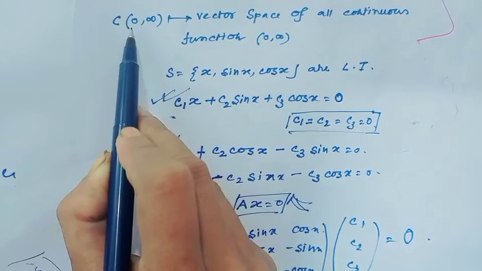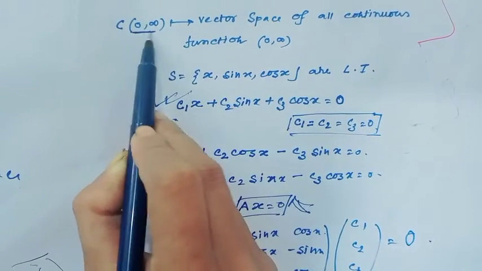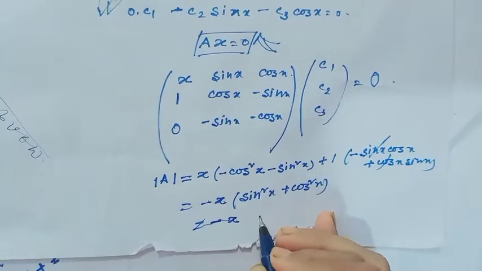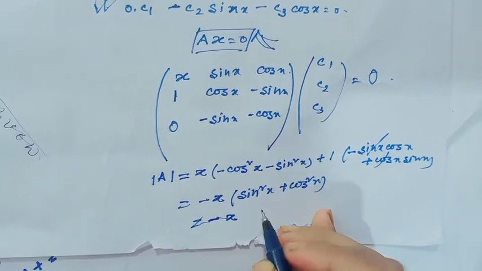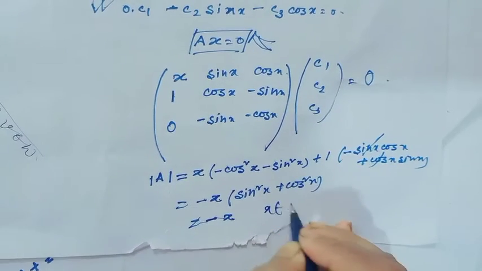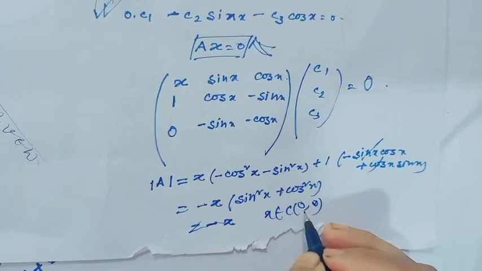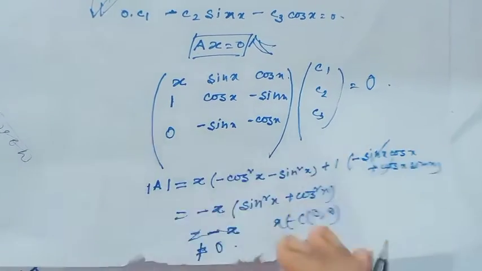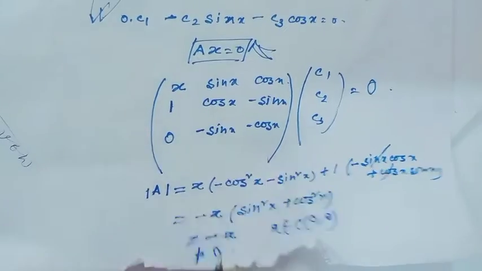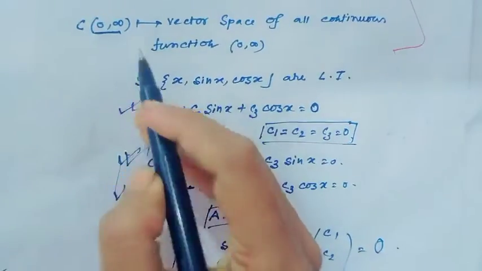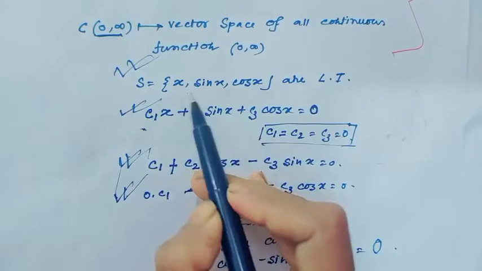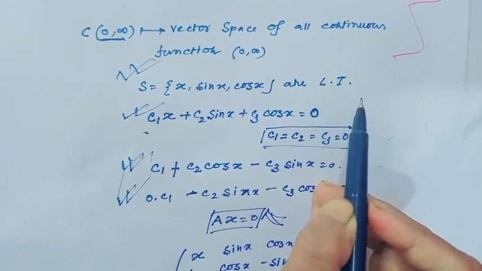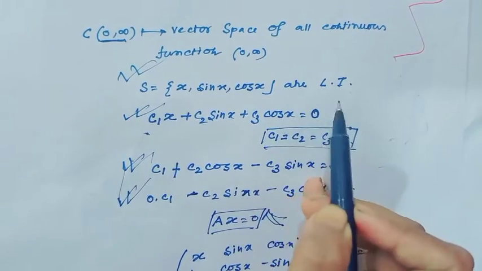And notice, since the interval is an open interval, 0 is not included, because x belongs to (0, infinity). Since it is an open interval, this value is not equal to 0. So, since the determinant is not equal to 0, the set which contains x, sin x, cos x is linearly independent. Have you understood this question in a proper way?